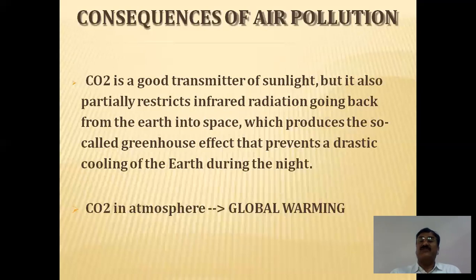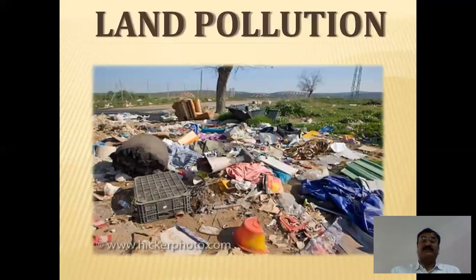Some consequences of air pollution. CO2, that is carbon dioxide, is a good transmitter of sunlight, but it also partially restricts infrared radiation going back from the earth into space, which produces the so-called greenhouse effect that prevents a drastic cooling of the earth during the night. Carbon dioxide in the atmosphere causes global warming.